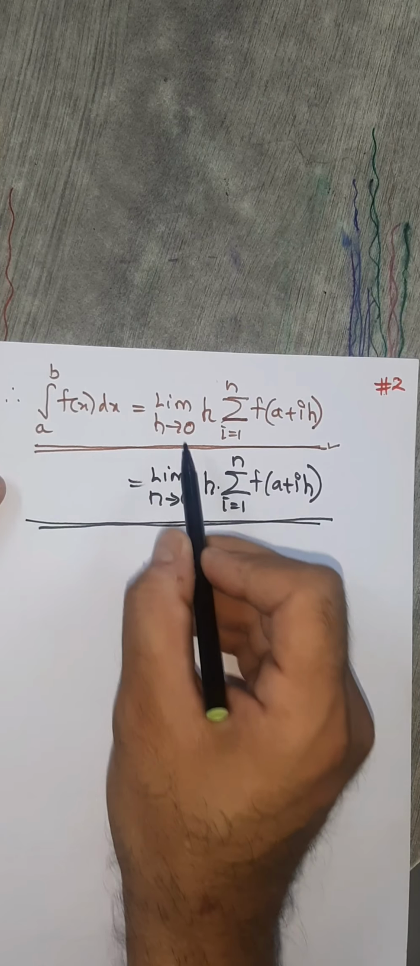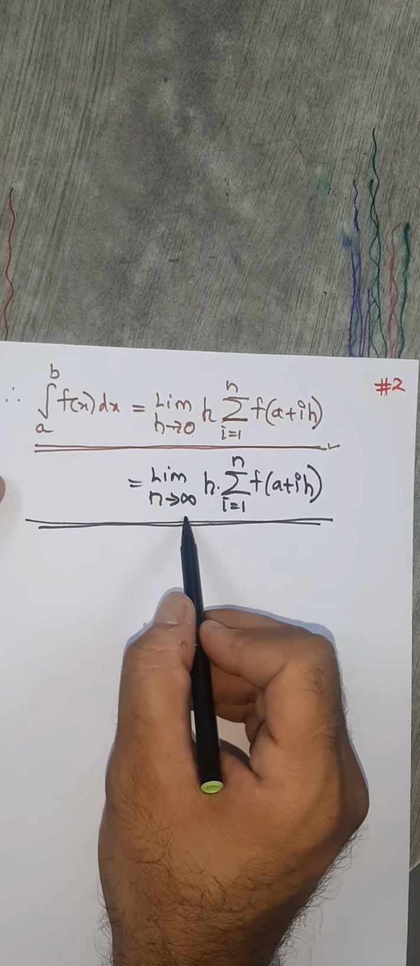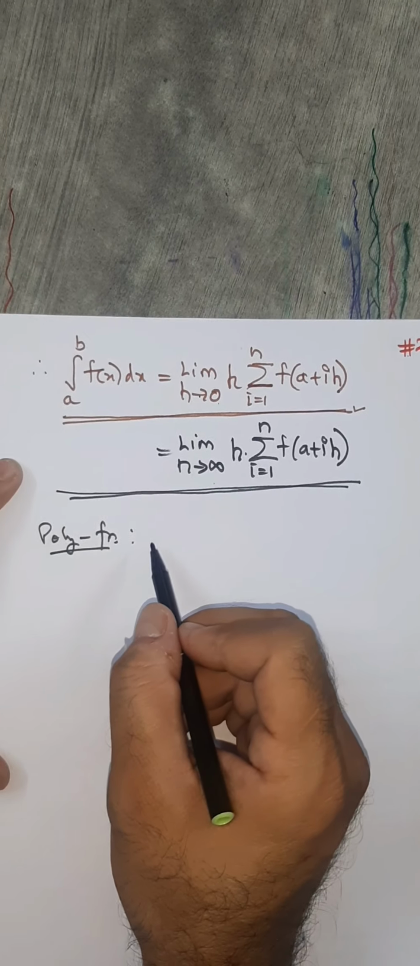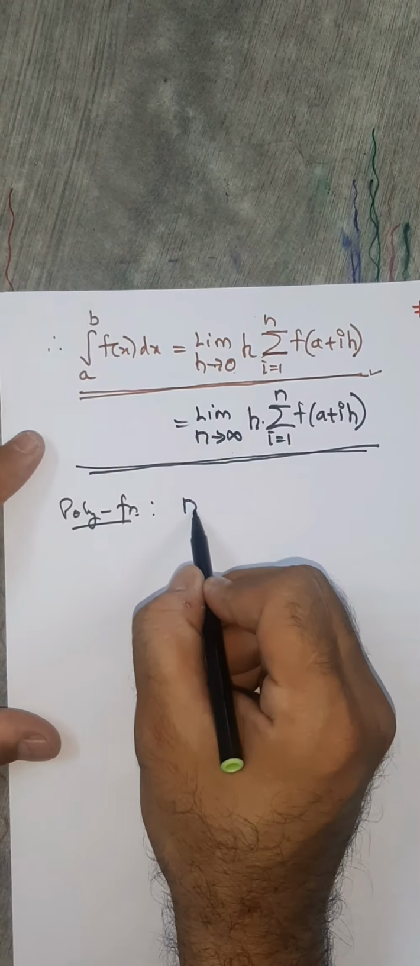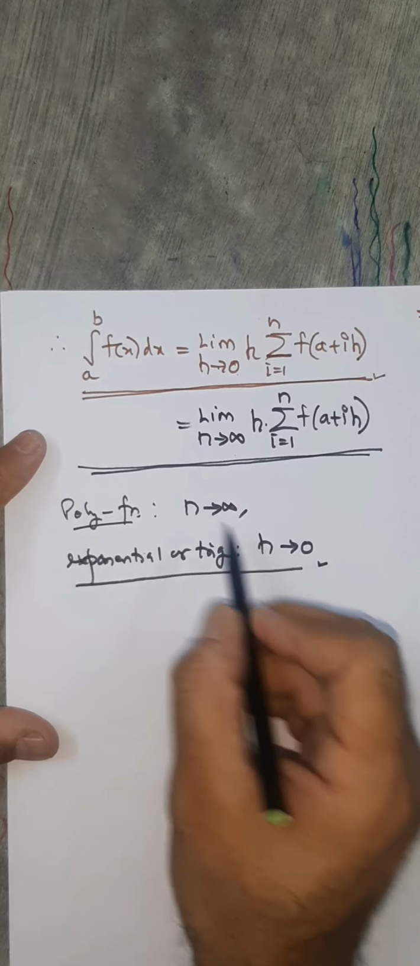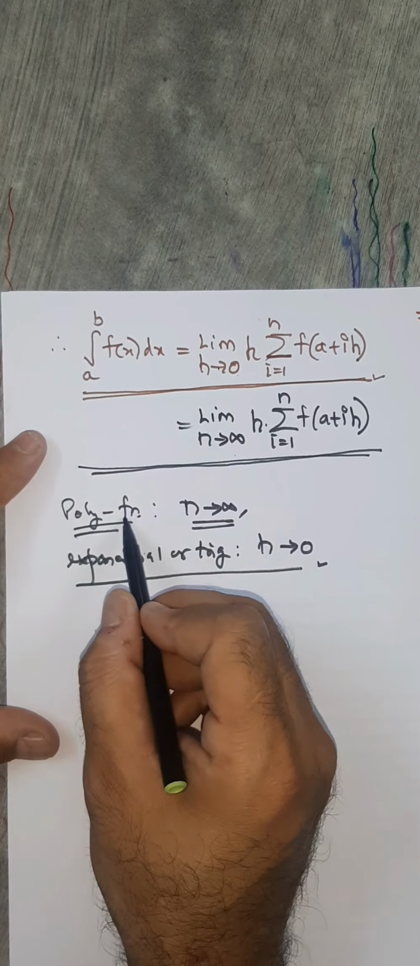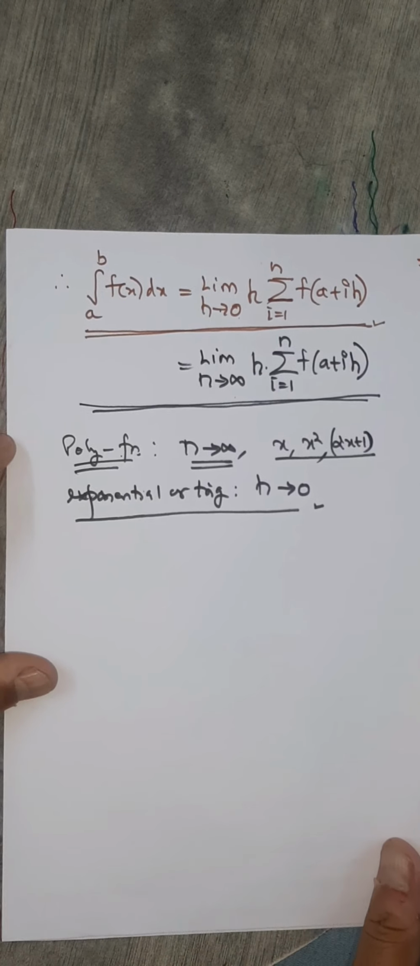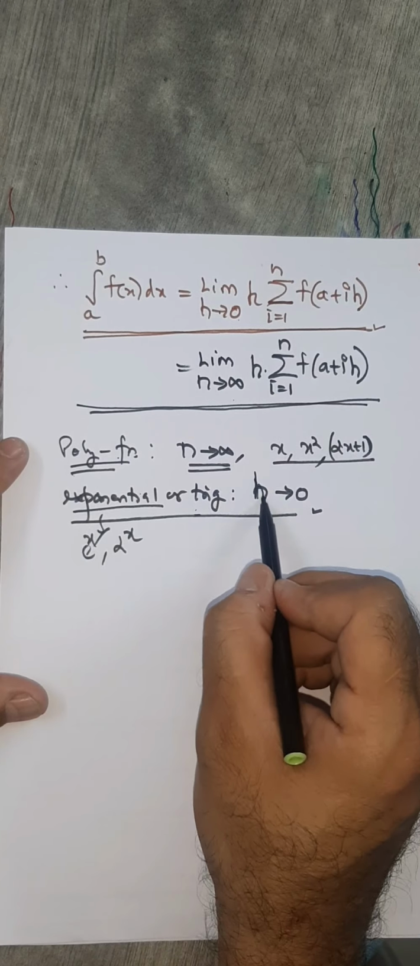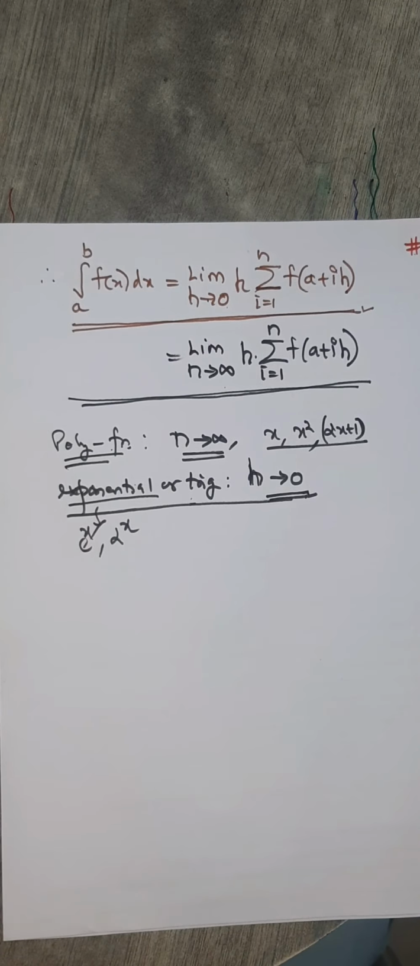For sums, this is important, remember, whether you write this or you write this, tends to 0 or tends to infinity, both are the same. Normally, for polynomial functions, we use tends to infinity. And for exponential or trig functions, we normally use h tends to 0. You can use either of them freely, that's not important. Polynomial means like x squared, or 2x plus 1. If you have exponential, like e raised to x, 2 raised to x, or trig functions, you should write tends to 0. Again, it's not important because either can be used freely depending upon the question.